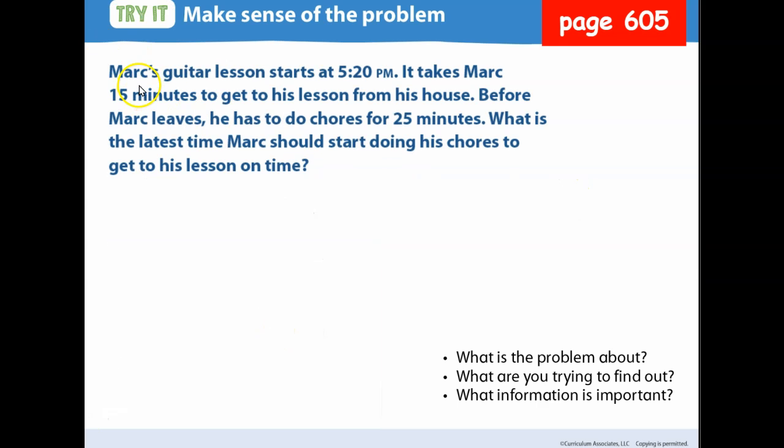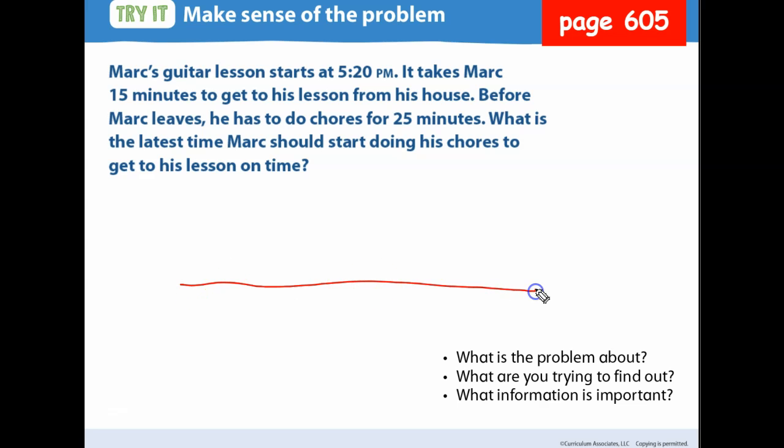It says Mark's guitar lesson starts at 5:20 p.m. It takes Mark 15 minutes to get to his lesson from his house. Before Mark leaves, he has to do chores for 25 minutes. What is the latest time Mark should start doing his chores to get to the lesson on time? Okay, now I actually have to find the start time. So I have to go backwards. First of all, what am I going to do first?